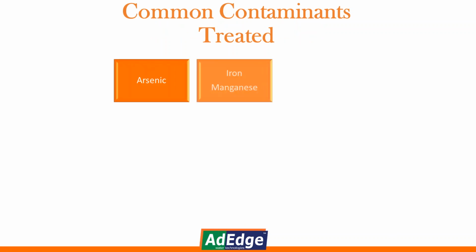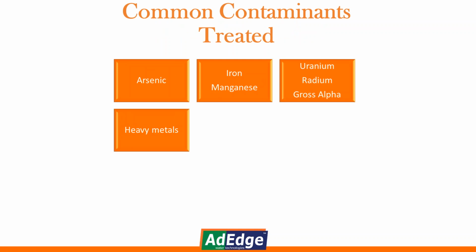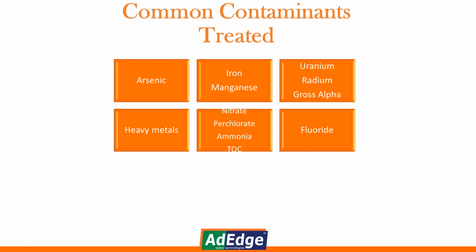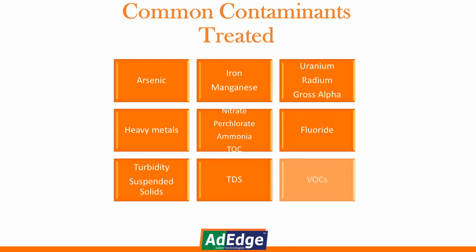Some of the common contaminants that AdEdge has treated through the years are arsenic, iron and manganese, uranium, radium, gross alpha, some heavy metals, nitrate, perchlorate, ammonia, and TOC, which are being focused on with the biological treatment right now, fluorides, turbidity, suspended solids, TDS, and VOCs. And VOCs are also targeted by the biological processes.